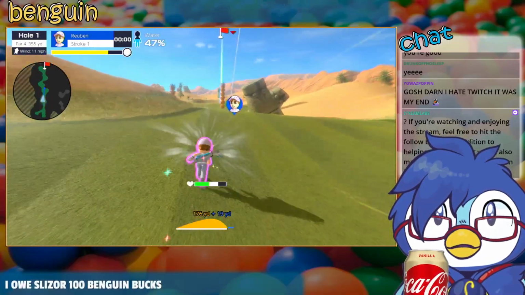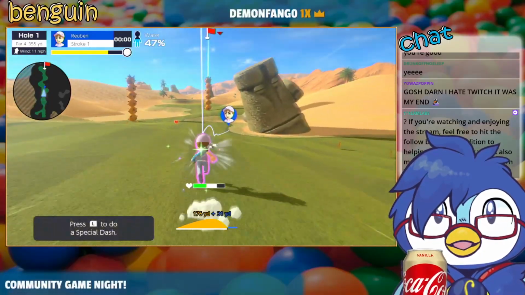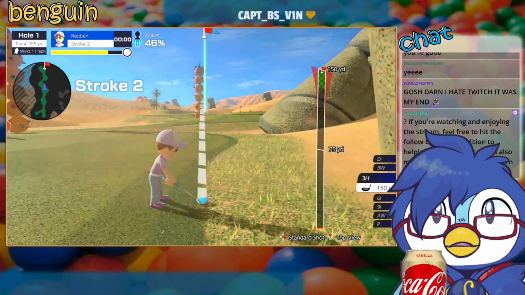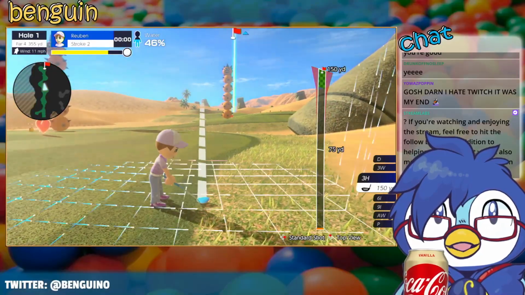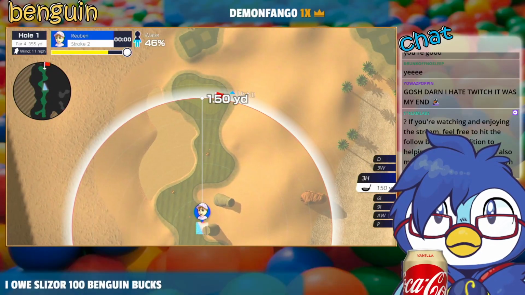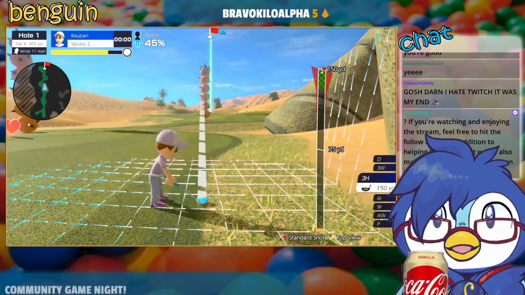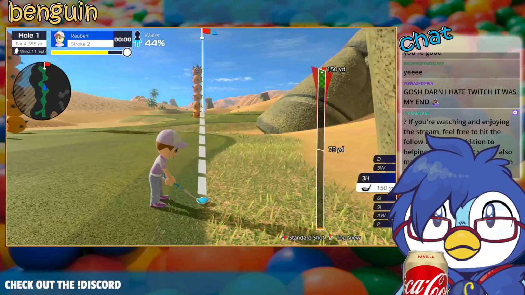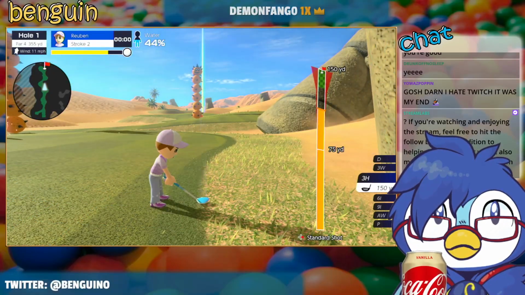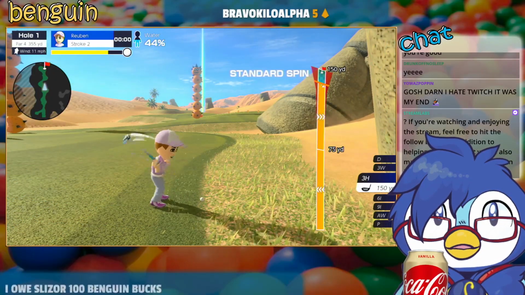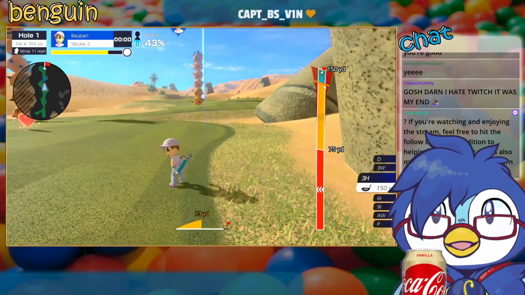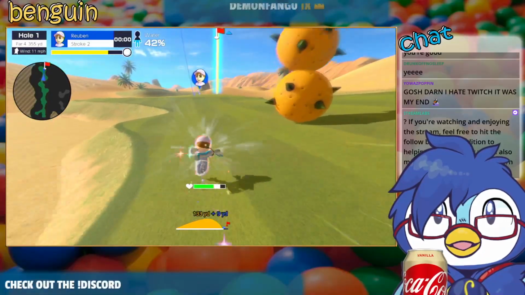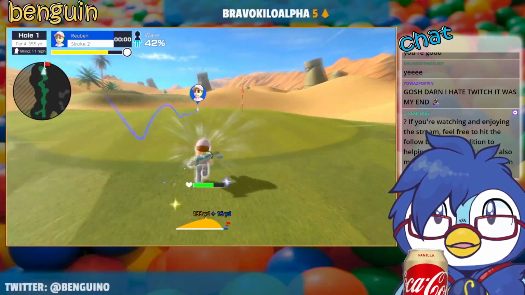Okay, here we go. Just dashing through. Okay, there's the hole. That thing is in the way though. So what we're gonna do, we're gonna try to curve our shot here. Let's do this. Then we'll curve it and then curve it back, and see how that works. Oh, that's a pretty good shot. Right there. Okay, cool.